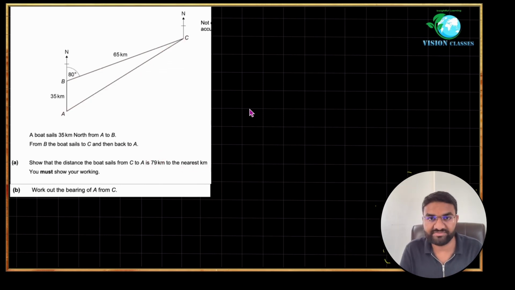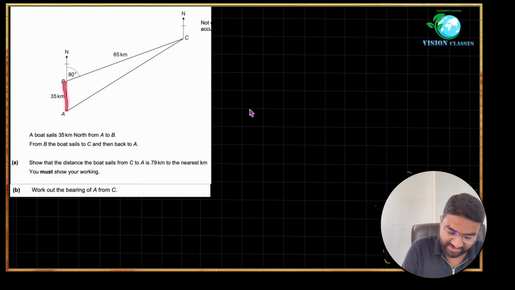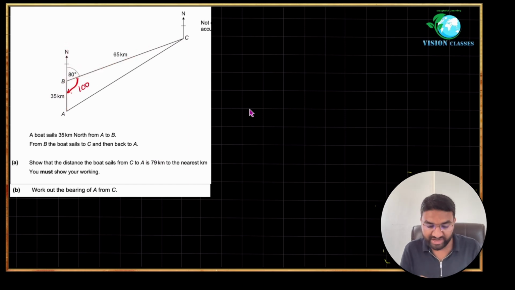We have to find this out. If you look here, A to B is given as 35 and B to C is 65. If we find this angle ABC, this angle is 100 because this is a straight line: 180 minus 80 is 100. So we know two sides and one angle. We know AB and BC and we have to find AC, and we know the angle as well, so we can use the cosine rule.